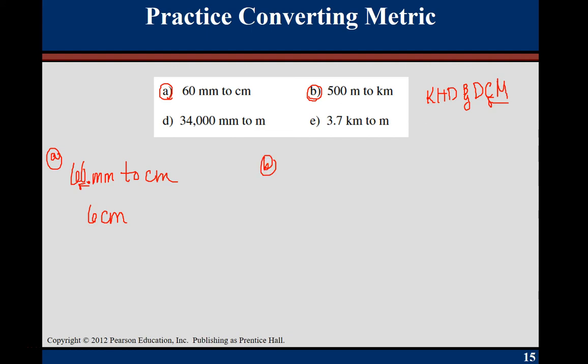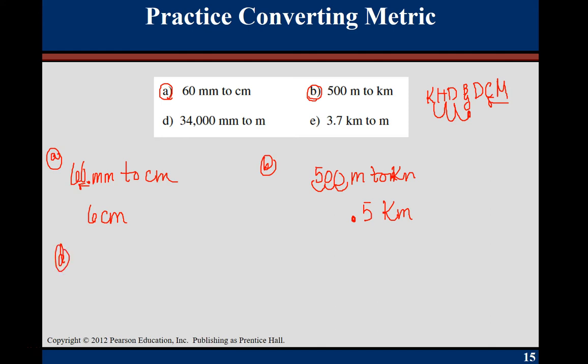If I have 500 meters and I want to go to kilometers, here's where my meters would be. That would be 1, 2, 3 spots. And so I'd have 1, 2, 3, and I would only have 0.5 of a kilometer. Try D and E. Pause the video and then check your answers after you're done.